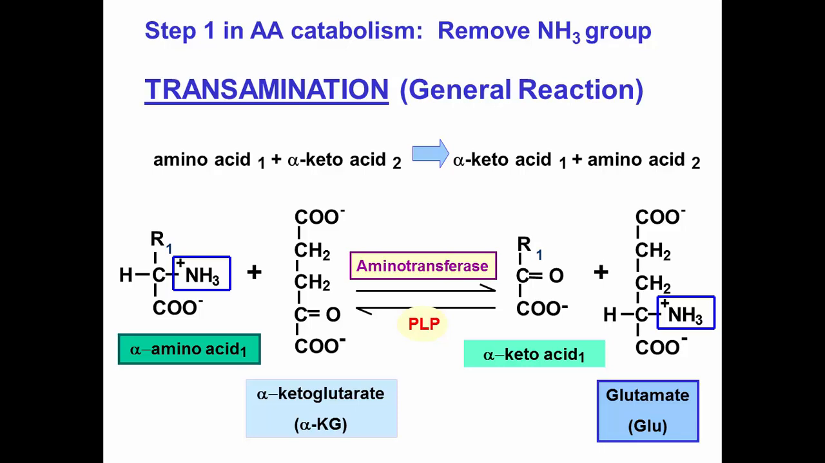Note that this is always a reversible reaction. That's what I'm trying to depict here with the arrows going in both directions. And it also involves this thing called PLP. Anybody know the abbreviation, what that might stand for? Have you ever heard of pyridoxal phosphate? Maybe? Pyridoxal phosphate.